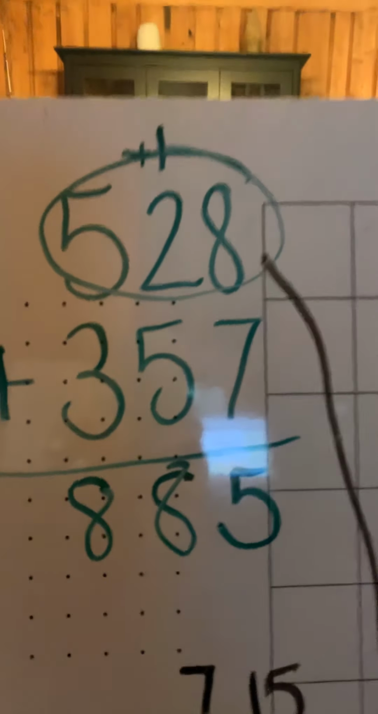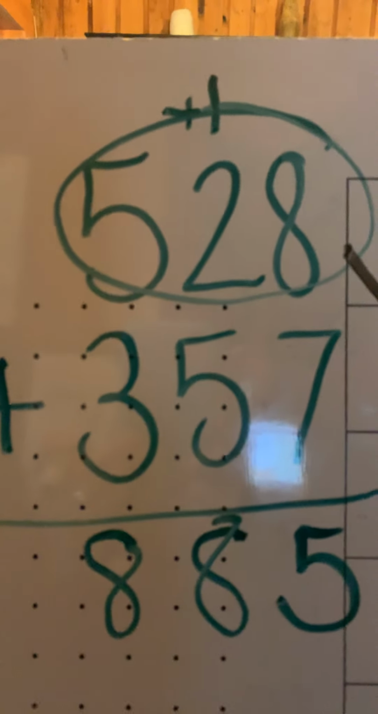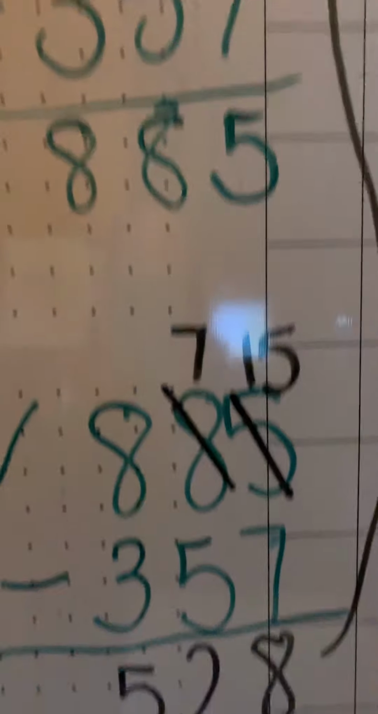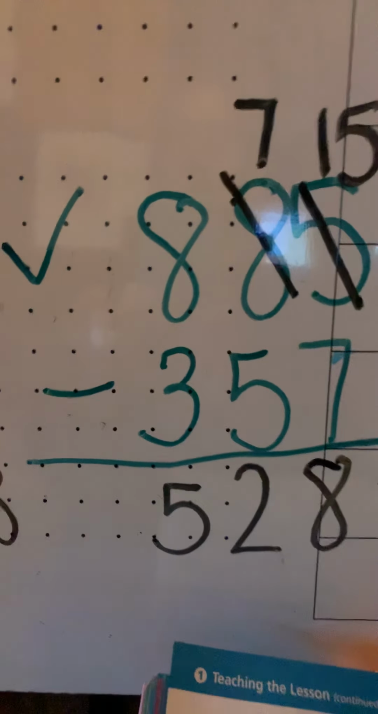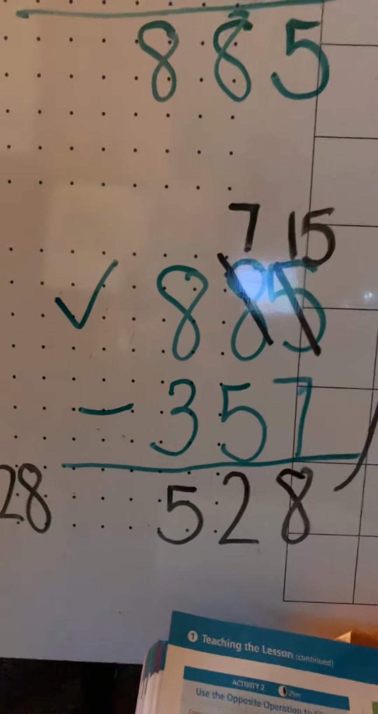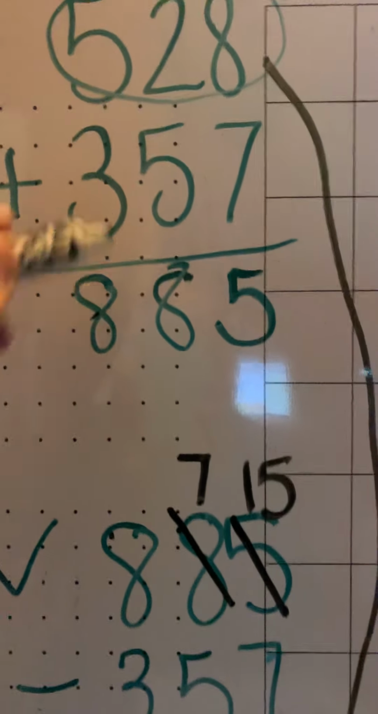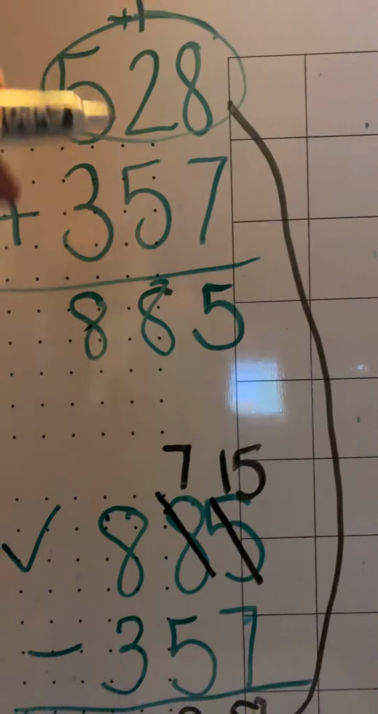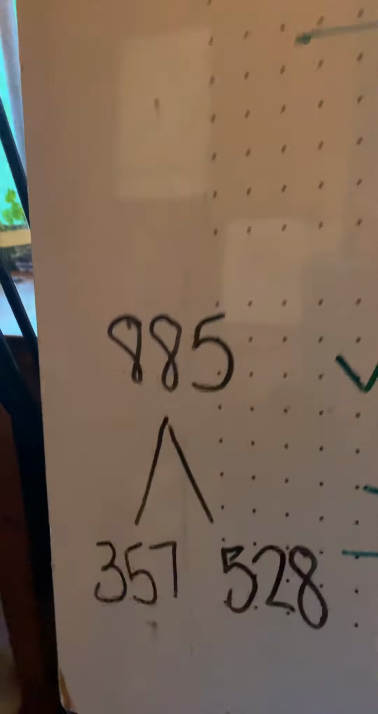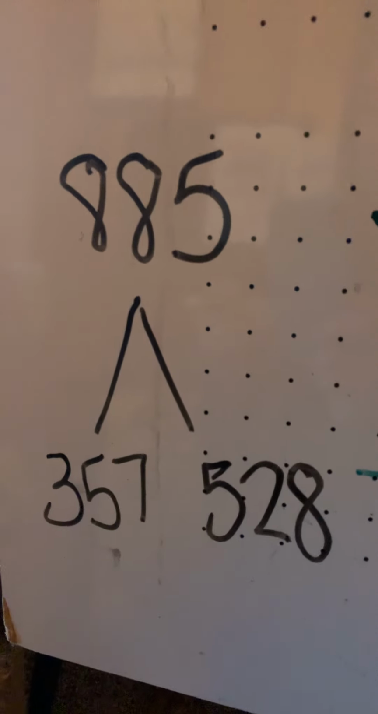Do you notice these 3 numbers now are in this problem and this problem? They're related. They're like cousins. They both have the total. They both have a partner, and they both have the other partner. So you can see that on this math mountain.